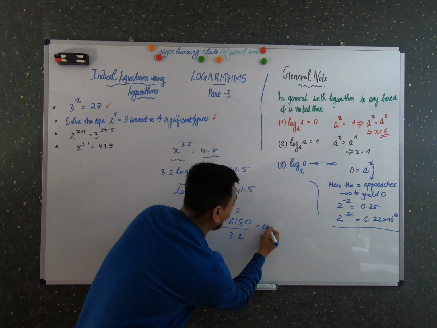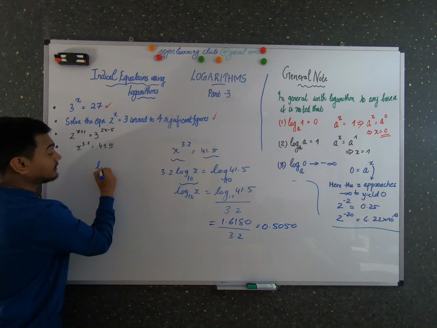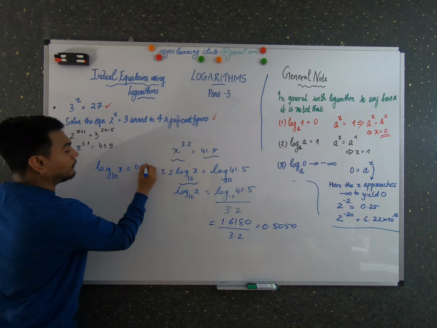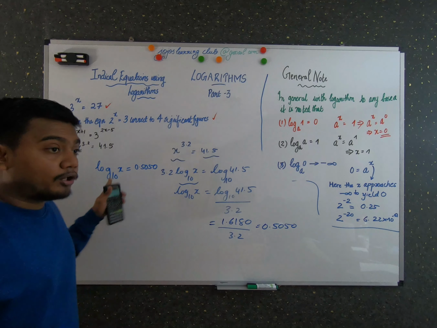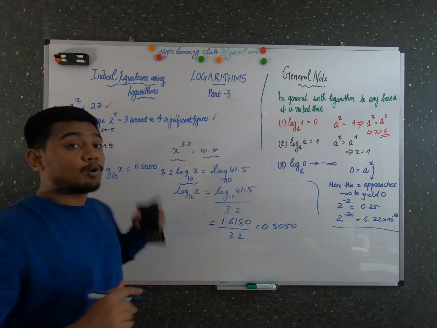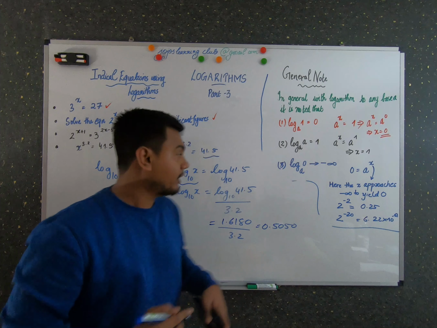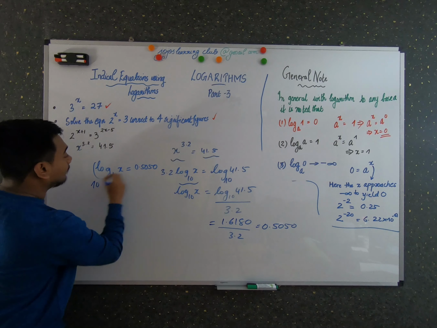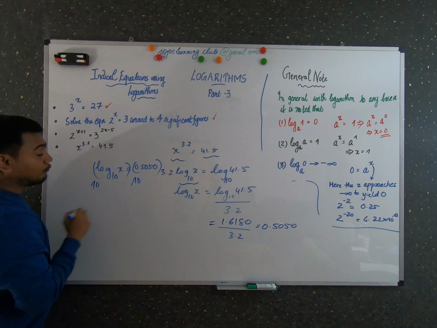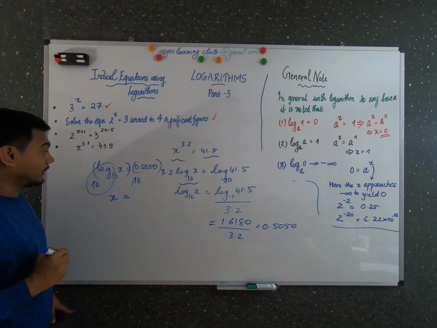It is 0.5050. So now the equation is what? Log x to the base 10 is equal to 0.50. And if you want to remove the logarithm from that expression of x, what do you have to do? You have to raise 10 to the power on both sides of the equation. To remove this, then this will go, and finally you will only have x over here.